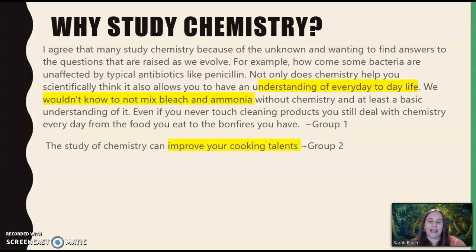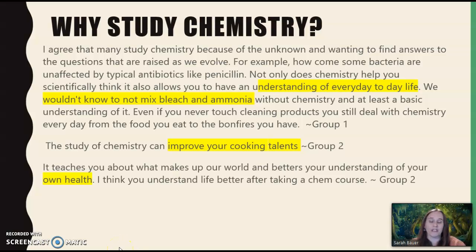Some other great answers. I loved this: improve your cooking talents, because I totally agree. My husband has taken up making his own bacon lately, which is delicious, among other things, but he's had to do some basic chemistry lessons to understand some of the processes that he's looking into. So, improving your cooking talents. And then I think these two students from group 2 made a really great point about understanding your own health and improving your life with a basic foundation.